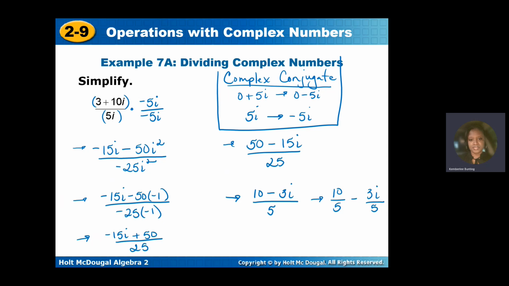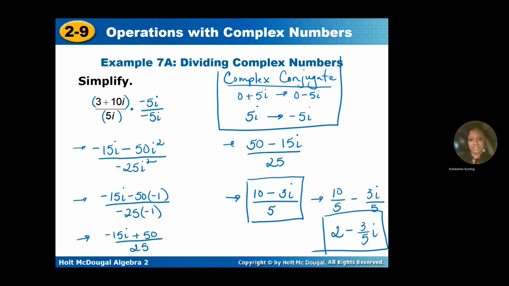10 divided by 5 is what? So this would be 2 minus 3 over 5i. This answer is acceptable, as well as this answer. It all depends on how they want you to format the answer. If they tell you they want it in a plus bi form, this is the one that you would need. If they don't make that indication, check your answer choices. But the first answer would be sufficient.